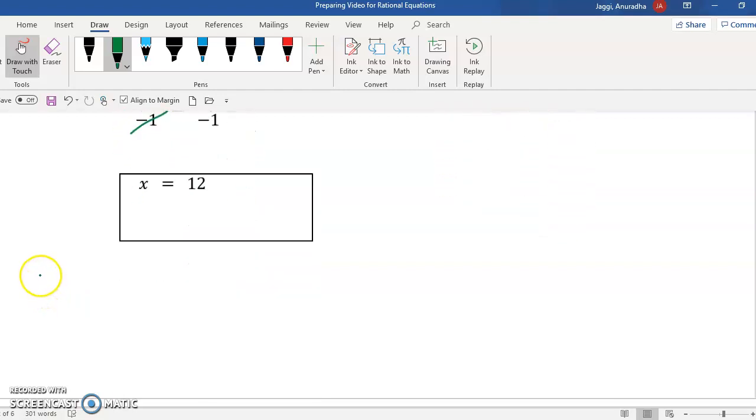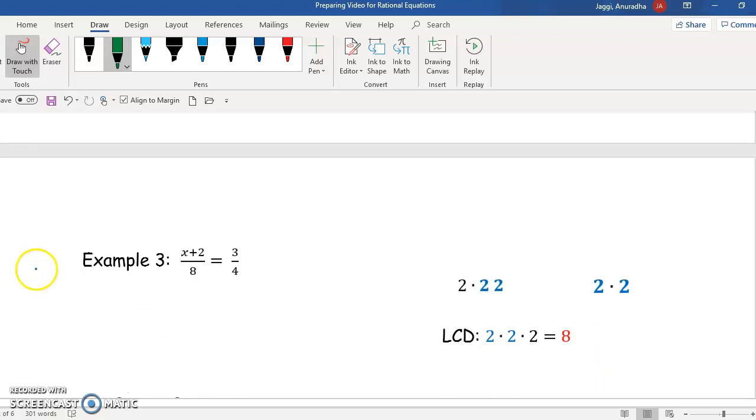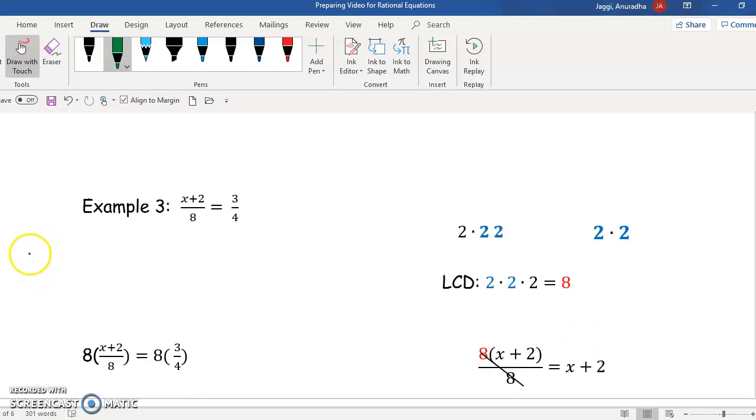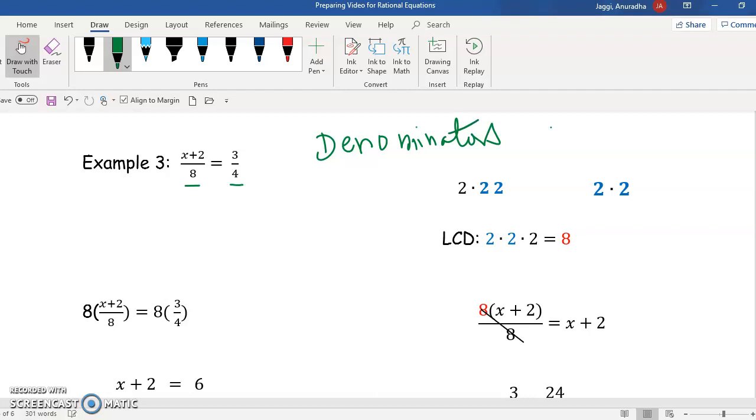Okay, let's go to another example now. Example 3. So you have, let's identify the denominators, 8 and 4. So the denominators are 8 and 4.